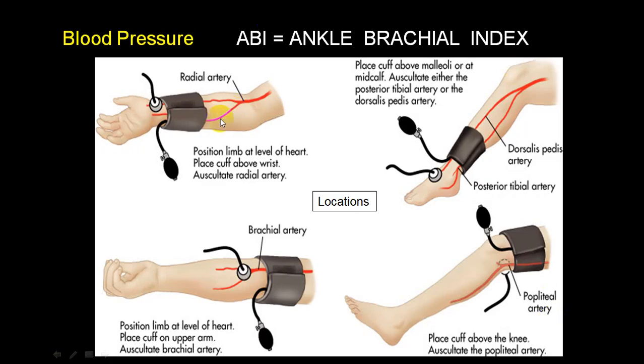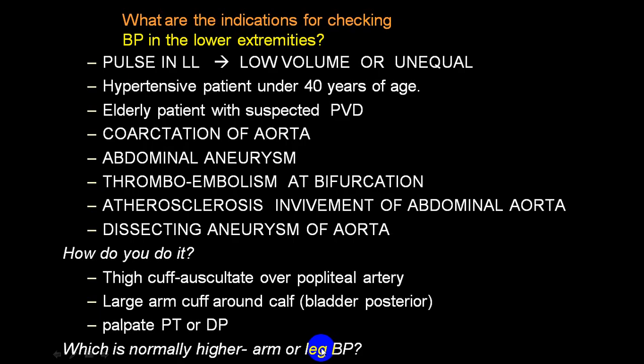This is ankle brachial index. You measure the blood pressure at radial and you measure the blood pressure at ankle. By measuring that, you try to identify the ABI index. And if the ABI index is becoming less than 0.9, it is in favor of atherosclerosis, early atherosclerosis. This I already discussed before.